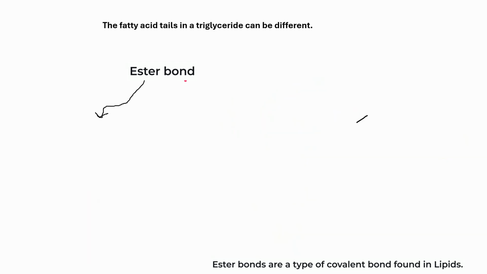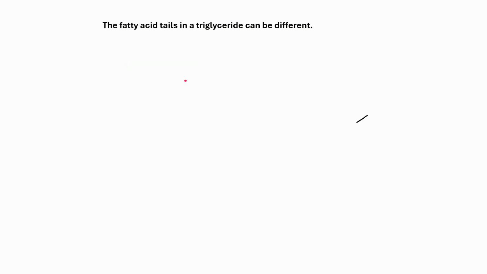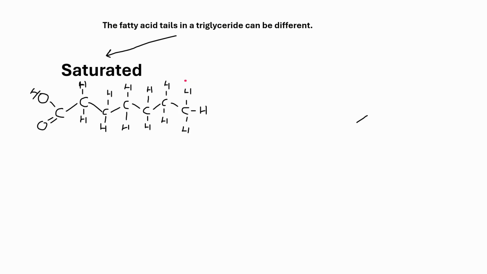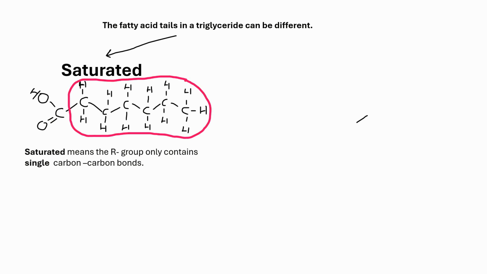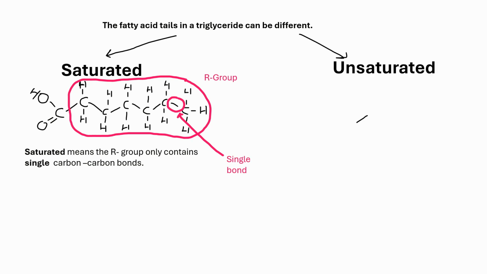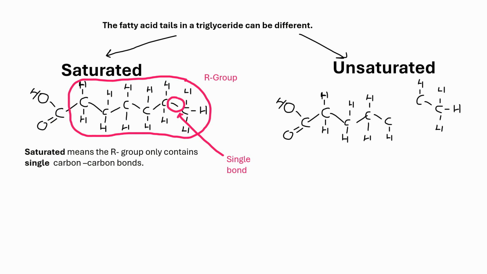So now we're going to look at a little bit of detail to do with the fatty acid side chain. Now the fatty acid tails in a triglyceride can be different. You can either have saturated fatty acid tails, like you can see here. Saturated means the R group, which I've circled here in red, or pink, only contains single carbon-carbon bonds. So that's the R group, the bit that can be different. And this one only contains single carbon-carbon bonds. And we call this a saturated fatty acid.